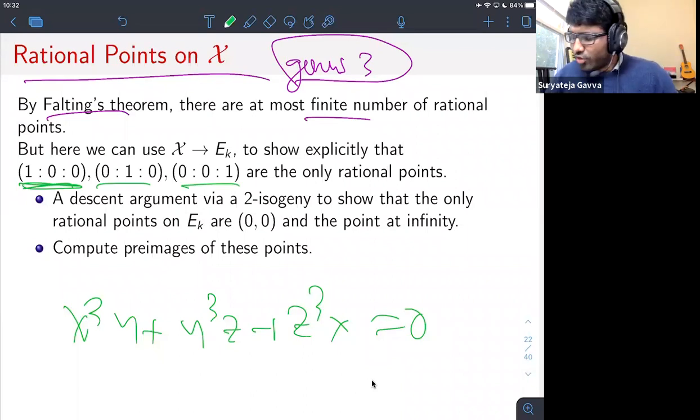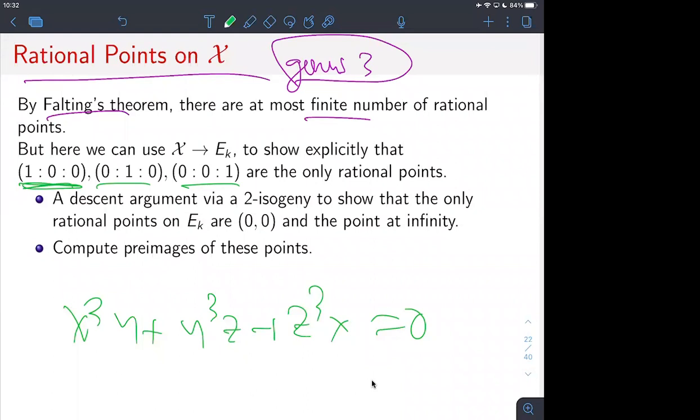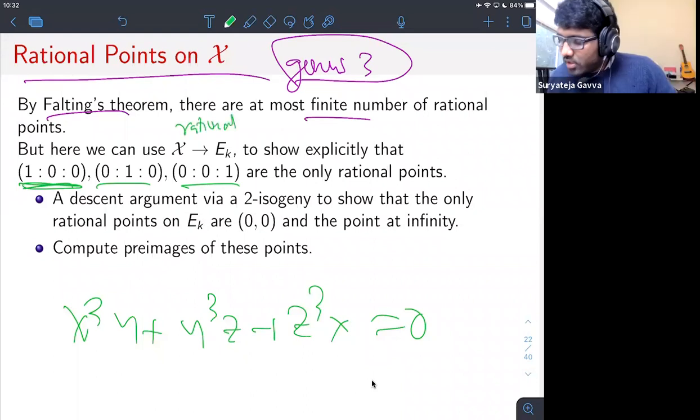Okay, so how do you do that? If you're an arithmetic geometer, this is I guess a standard argument, but let's see. You have this map from chi to ek, right? This is a rational map in the sense that if you take a rational point on our curve, it maps to a rational point on this elliptic curve. So is that point clear?